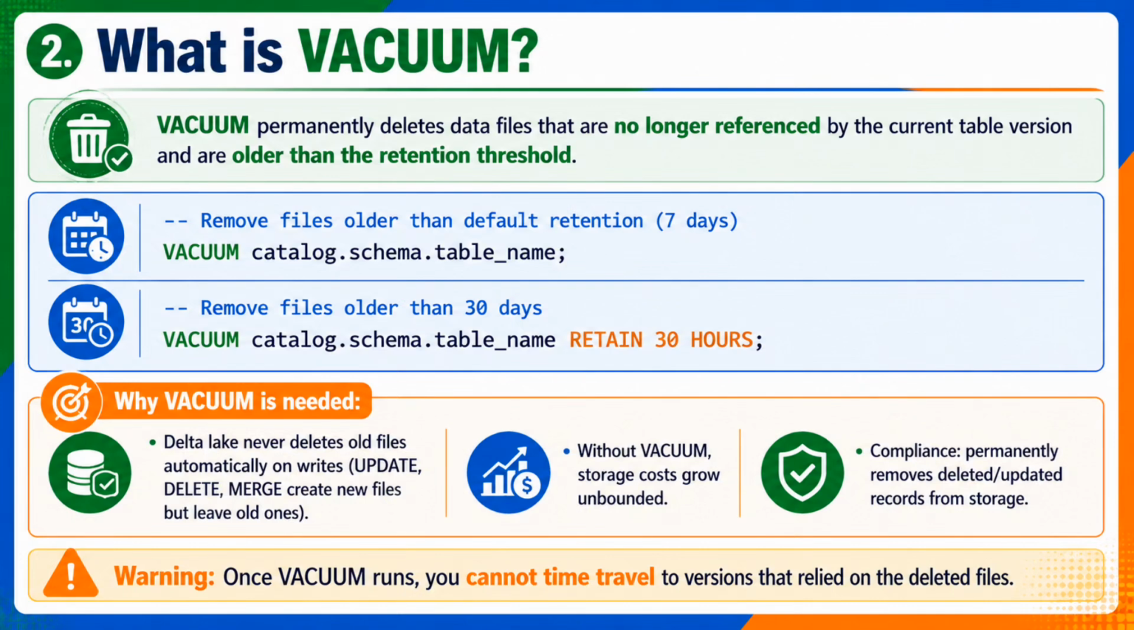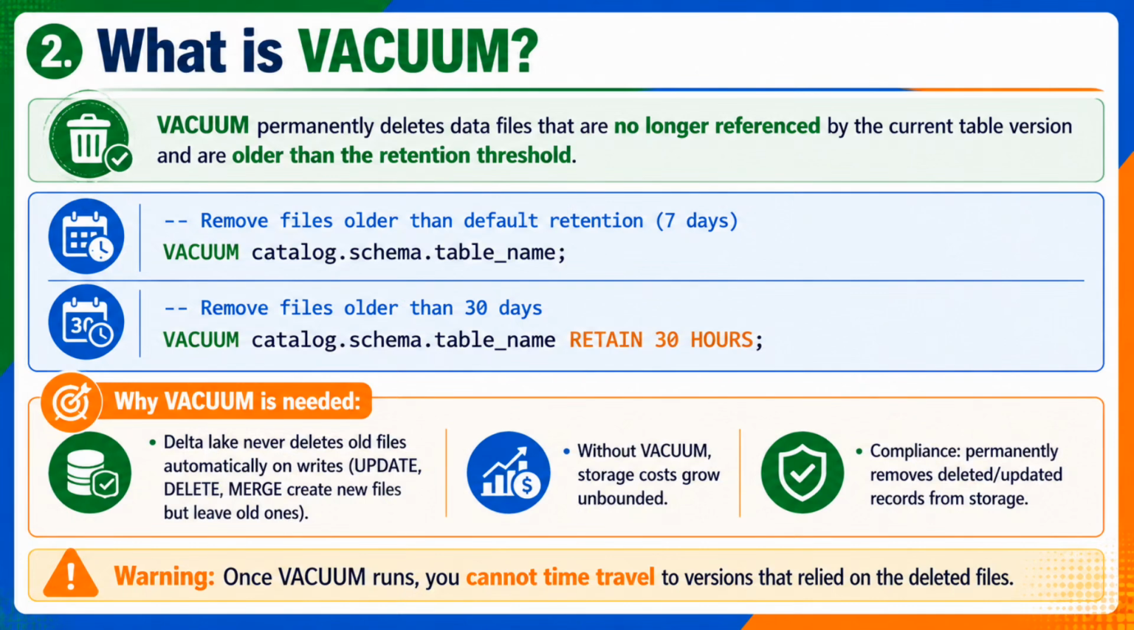So, why is vacuum needed? Delta Lake does not automatically delete old files when data is modified. Operations such as update, delete, and merge create new files, while the older files can remain in storage. Without vacuum, these unused files continue to accumulate, causing storage costs to grow. Vacuum also helps with compliance by permanently removing deleted or updated records from storage once they are eligible for deletion.